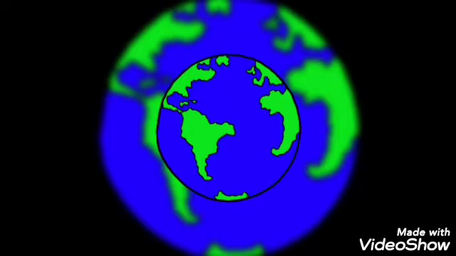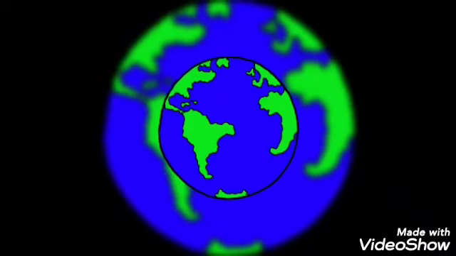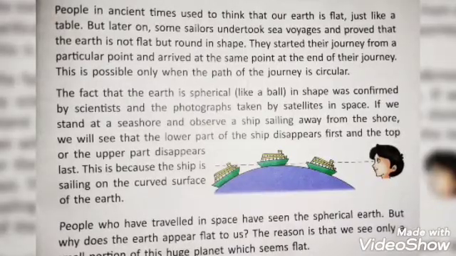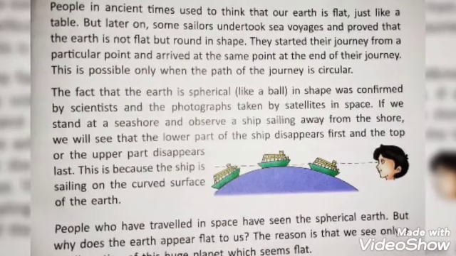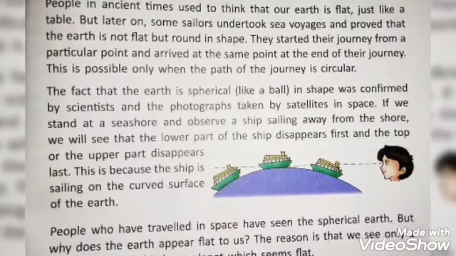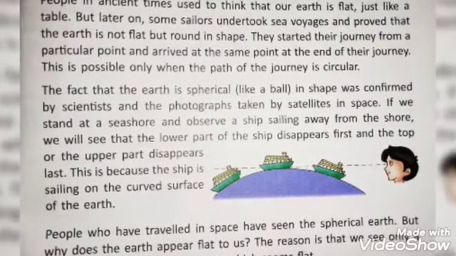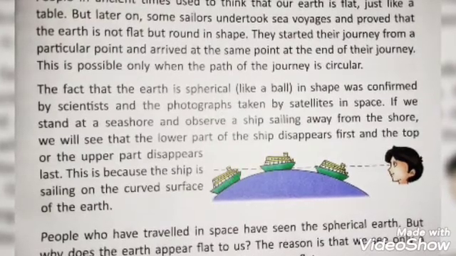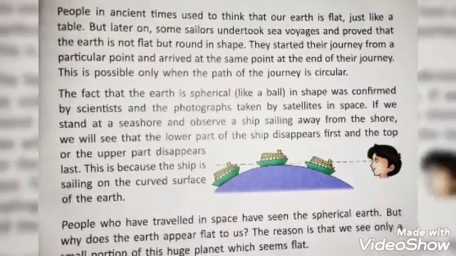So children, we have a proof in our hand as well. When we see a ship sailing on an ocean, we will see that the top of the ship disappears later, but the lower part of the ship disappears first. This happens only when the ship is traveling in a circular path. Otherwise, the opposite would have been occurring. So our earth has a circular shape.